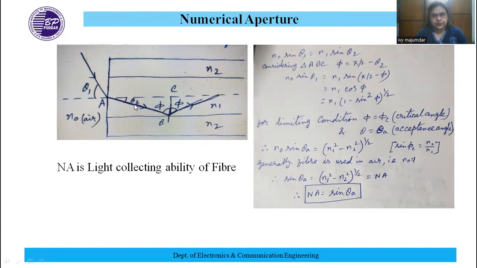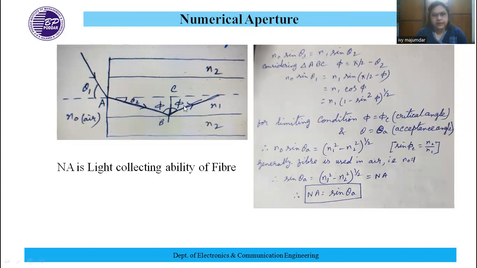Now, considering right angle triangle ABC, we can say that phi is equal to pi by 2 minus theta 2. Hence, n0 sin theta 1 can be written as n1 sin(pi by 2 minus phi), putting the value of theta 2 from this equation. Hence, it is n1 cos phi. Actually, this requires a little knowledge of trigonometry from 10th standard. Then it is n1 times (1 minus sin square phi) to the power half.